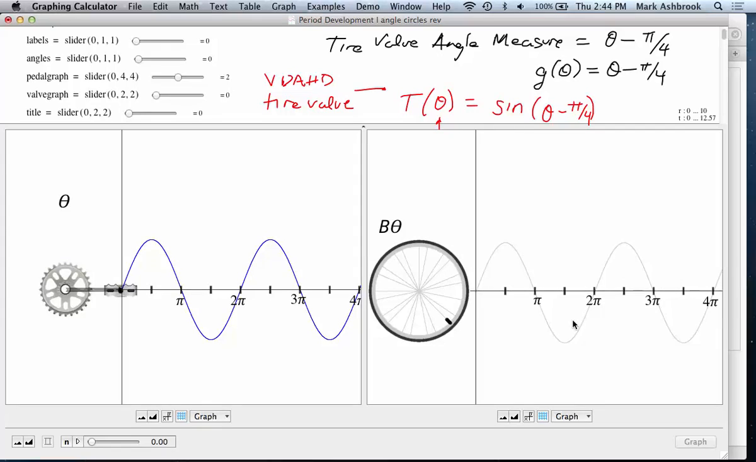They have the same period. Okay, so they have the same period, but what's the red graph going to look like for the tire valve? If it's behind, is it going to be shifted to the left or shifted to the right? So what is behind in the graph? Is that going to be shifted left or shifted right? Look, for increasing angle, the pedal's going to start here. So let me draw it. Here's the pedal. The pedal starts its cycle there and then ends its cycle there.